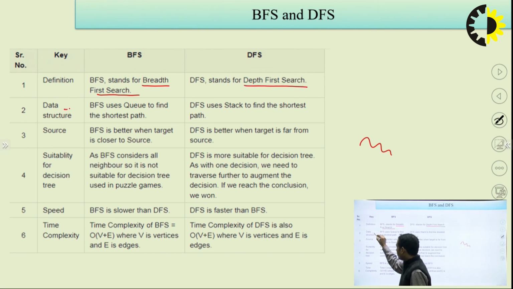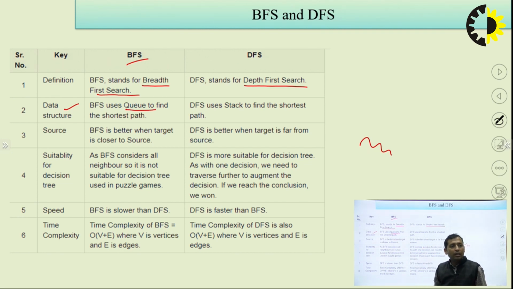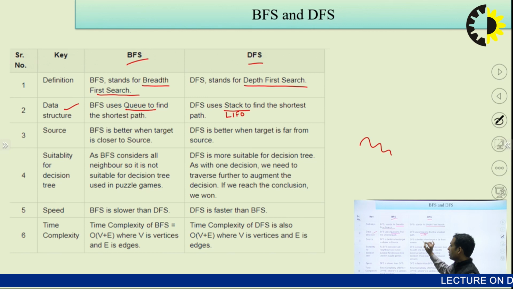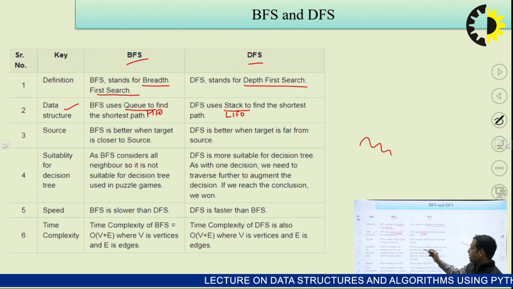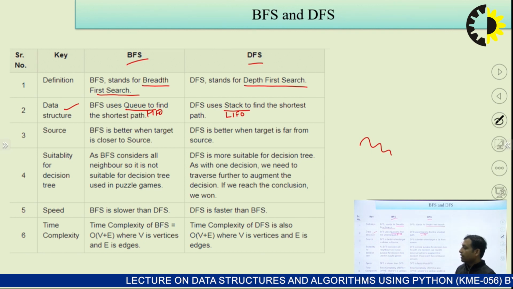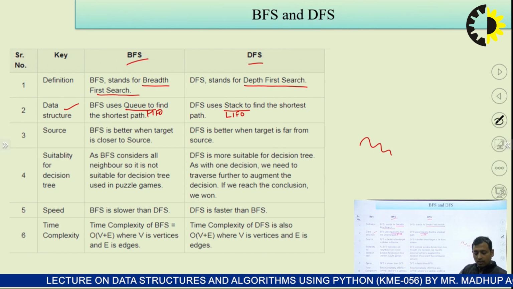Now, as far as data structures are concerned, which data structure is used to implement BFS? By using a queue we can implement BFS, we will see later, and to implement DFS we use the stack data structure. As we know, the order of a stack is last in first out, and the order of a queue is first in first out.